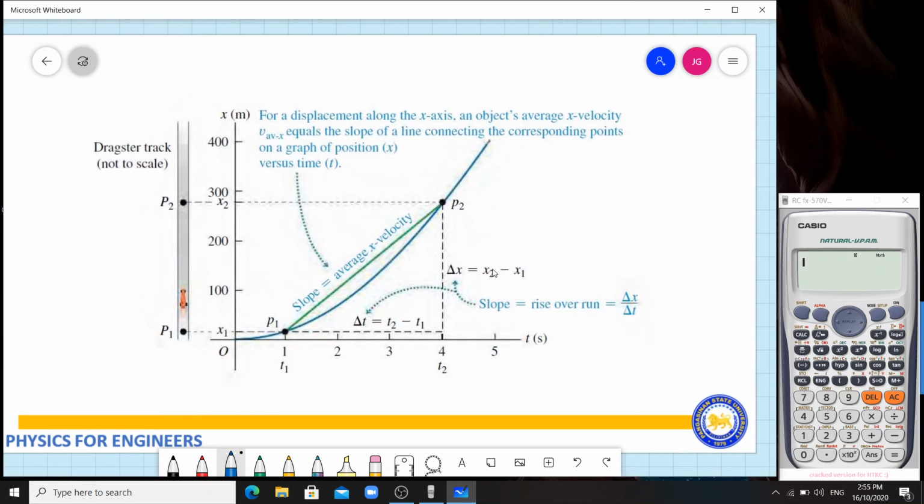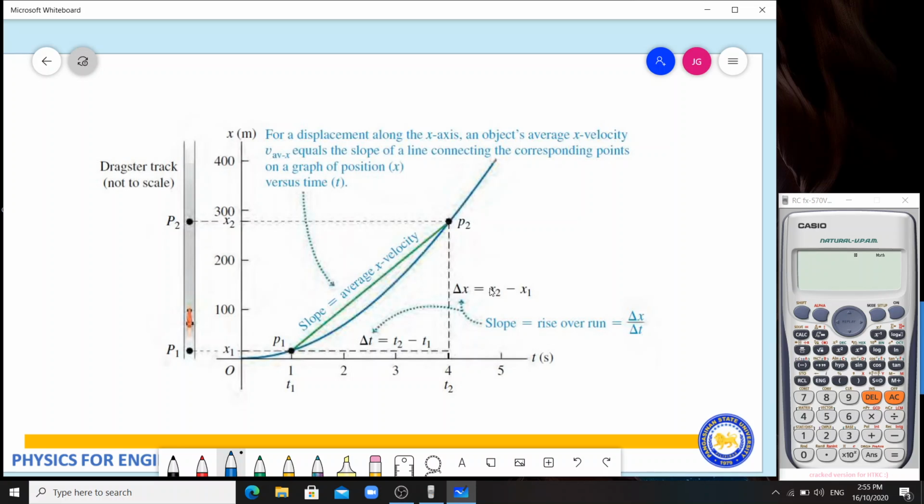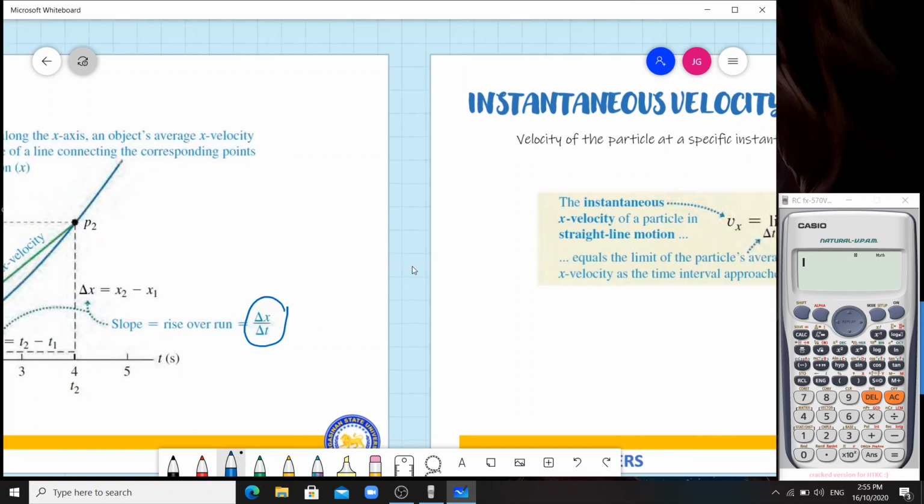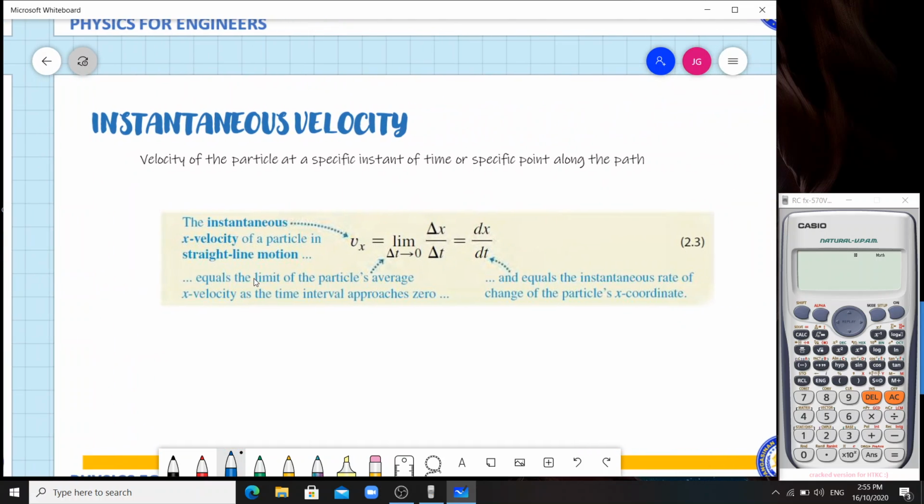Ayan, ito naman is, it is how you graph the x and time function. Okay? So, kung ito yung initial position natin, ito yung final position at time 1, time 2. Ito yung function mo. And then, the slope is equivalent sa average x velocity. Why? Kasi ang slope is rise over run, which is equivalent also to delta x over delta t. Okay? So, ano lang to? Graphing.